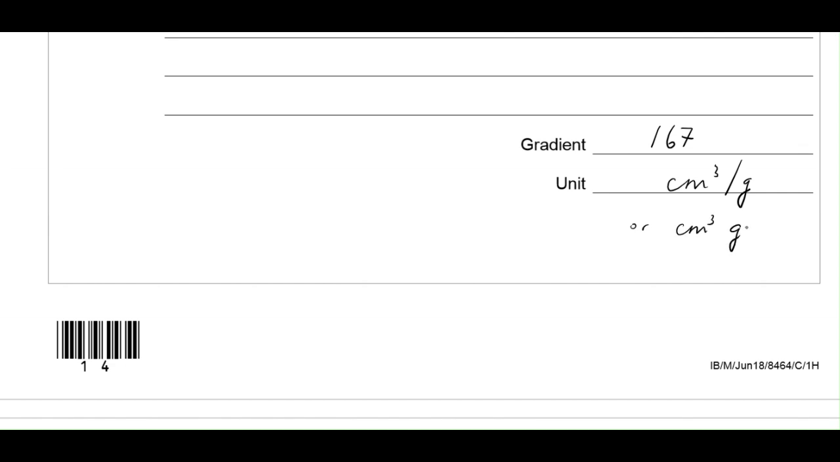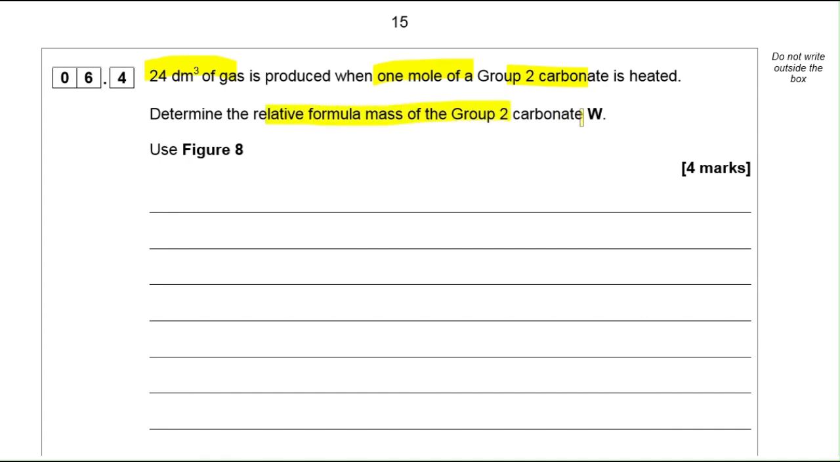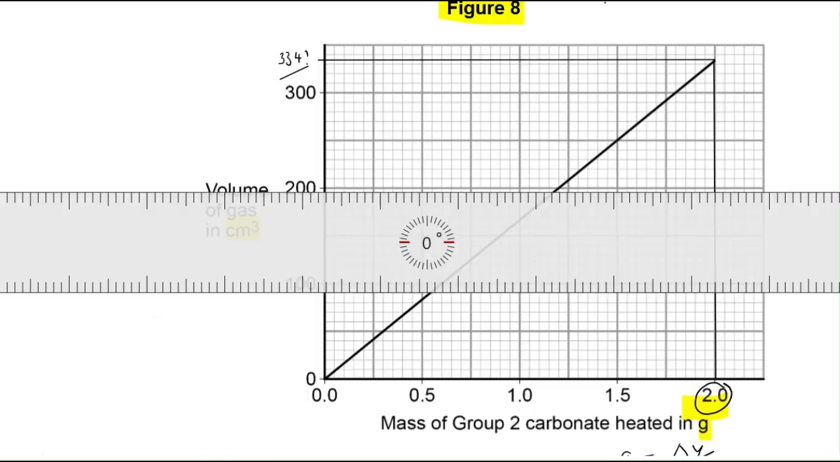Right, over the page, 6.4. 24 decimetres cubed of a gas is produced when 1 mole of a group 2 carbonate is heated. Determine the relative formula mass of group 2 carbonate W. Use figure A, and this is for 4 marks. Now, this is an extremely challenging question because we have to try and work out how we are going to use the graph. So we've got to choose a volume on that graph.